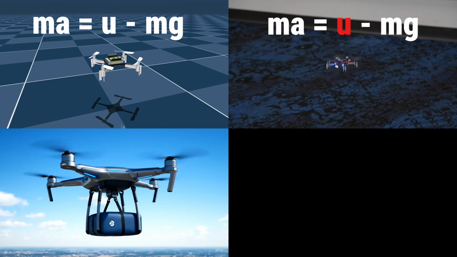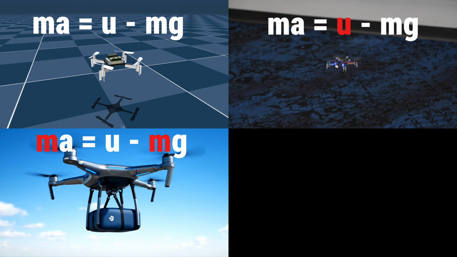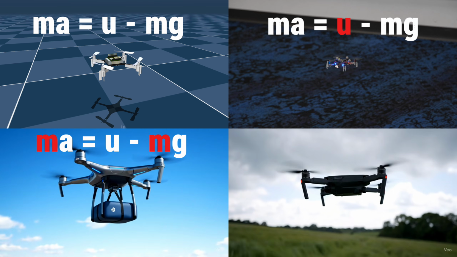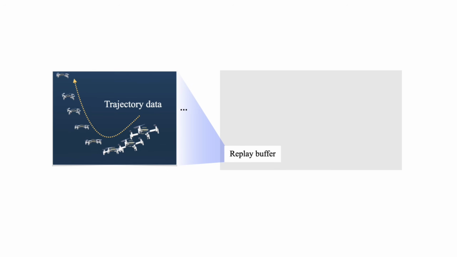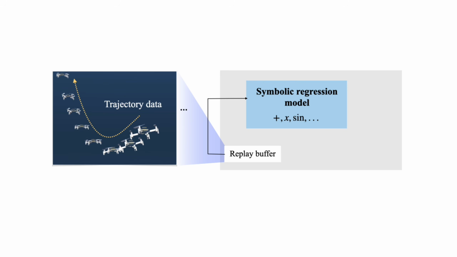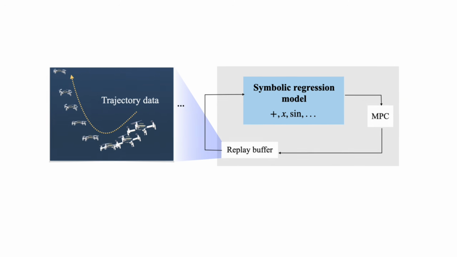No matter if a quadrotor is flying with different payloads, through various amounts of wind, all share similar Newtonian structure. Our idea is to first extract that shared core. Symbolic regression gives us compact equations that generalize far beyond the training data.